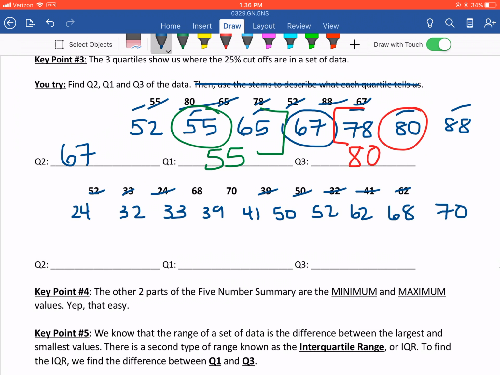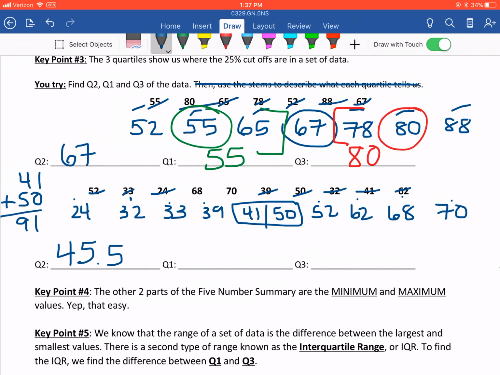So the one that's in the middle for Q2, 1, 2, 1, 2, 1, 2, 1, 2. And we notice the middle is 41 and 50. So for this one, we should add 41 plus 50, gives us 91. When we divide 91 by 2, I'm not going to do that here, but you could have done it yourself. 91 divided by 2 gives us 45 and 5/10. So Q2 is 45.5.